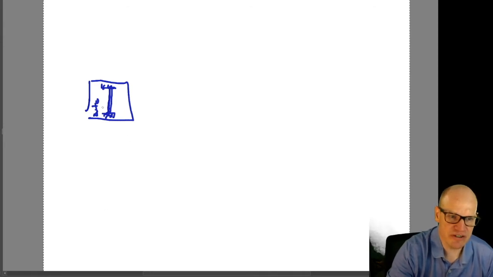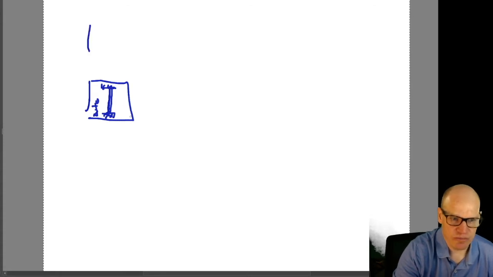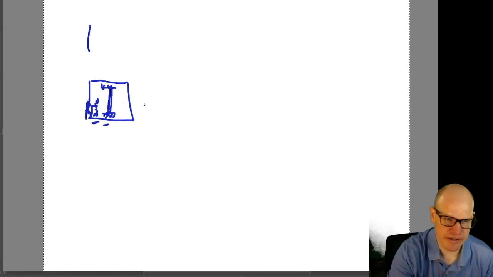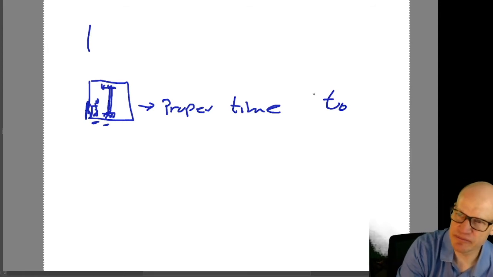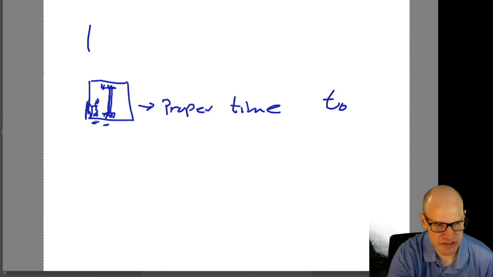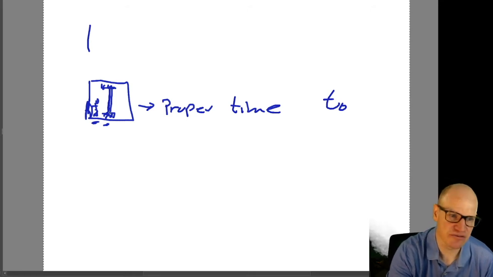If this train car is moving, then you're going to get something that looks different with respect to you. So the person in here who's stationary with respect to the clock measures what's called the proper time, which I will denote by T naught. If you are stationary with respect to the clock, then you measure the proper time. The person in the train car, standing next to the clock, measures the proper time, which is the number of seconds it takes for the light beam to travel from one mirror to the other mirror.